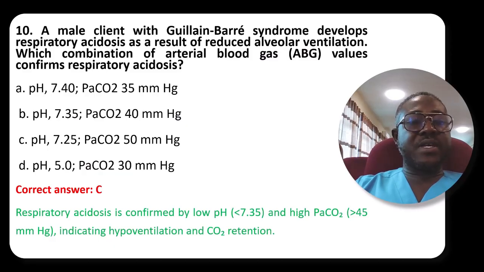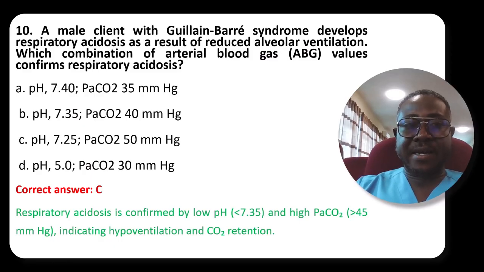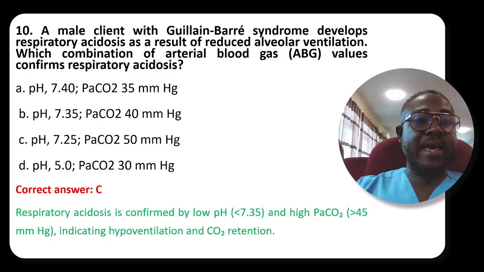Then B, pH 7.35, which is also about the normal level. Okay, now let's look at the pH of 7.25, and that is what? Acidic in nature. Okay, and then yes, the D also a pH which is what? 5, but 5 is not compatible with life. Anyone with a pH of 5 is already a dead person. Okay, that is not compatible with life. So the answer now becomes what?